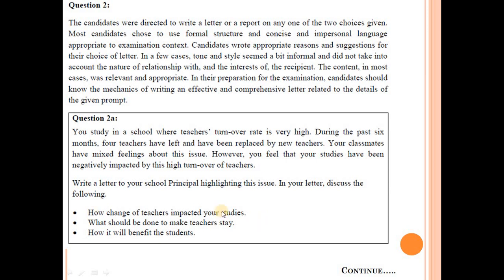Number 1 is how the change of teachers impacted your studies. The high turnover rate of the teachers and being replaced by new teachers actually has a negative impact on your studies. What kind of negative impacts are there? You have to mention that here. And what should be done: the word should is used mostly for advice or suggestion. So you are supposed to suggest here what steps, measures, or solutions are in your mind with reasonable justification, and how it will benefit the students.